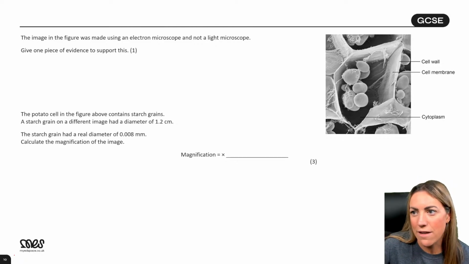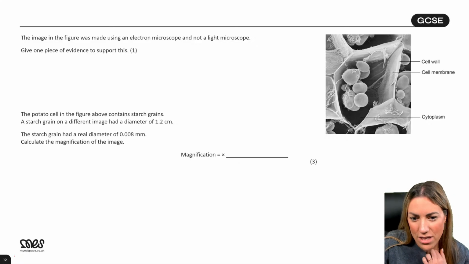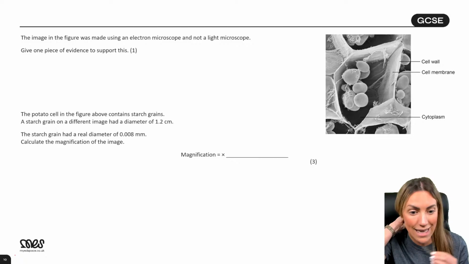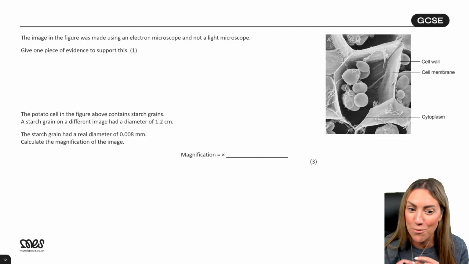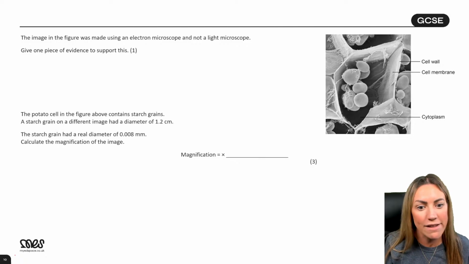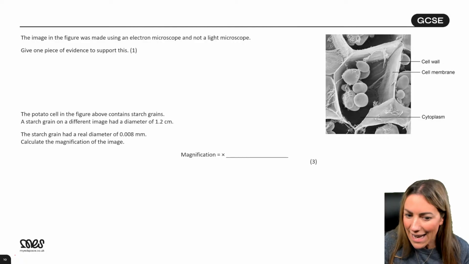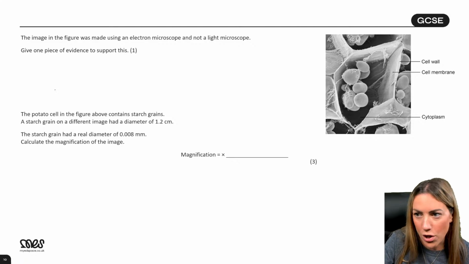Right, the image in the figure was made using an electron microscope, not a basic light microscope like you have in school. Give one piece of evidence to support this. Ooh, Joe says it's black and white. Joe, you cannot say that because your whole exam paper is probably black and white, isn't it? Because they don't want to pay for colour copying. So your exam paper images will be black and white anyway, yeah? Or at least they always have been. So I wouldn't go for that one, no.